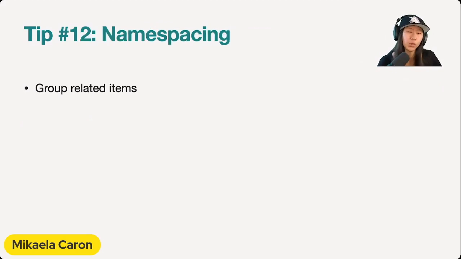And this goes with tip number 12 about namespacing. Namespacing is all about grouping related items. We can use nested types to accomplish this, and it prevents name collisions, like we said in the last tip.